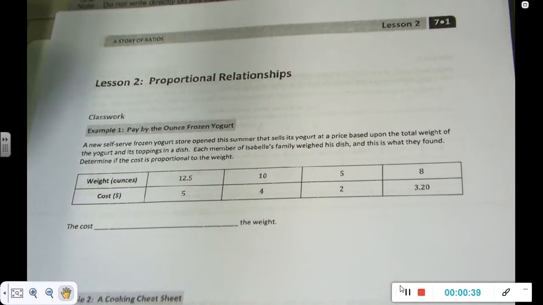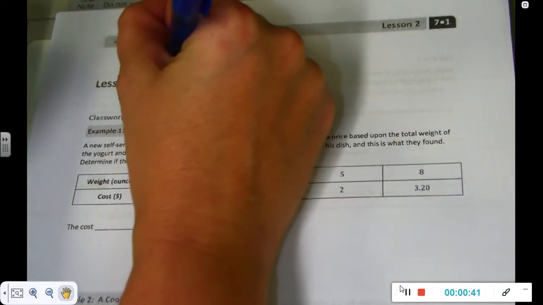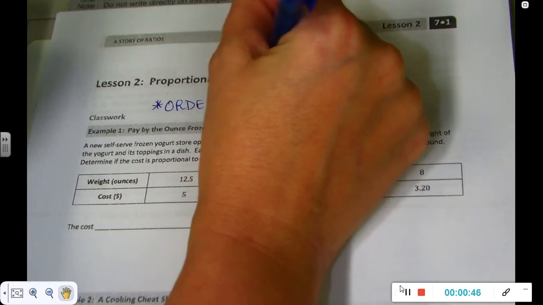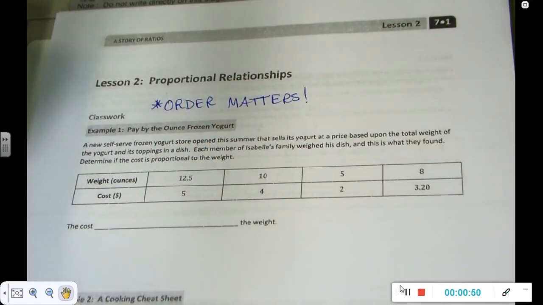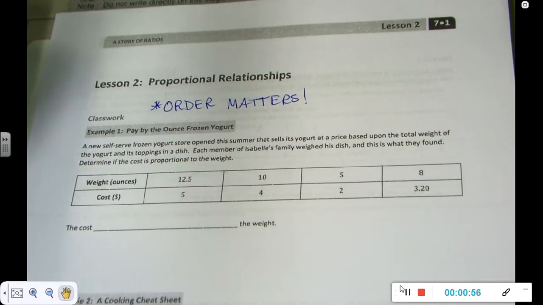A huge concept for lesson 2, and again for the rest of this packet, is that order matters. So I want you to, up at the top of your paper, write down "order matters," because that is going to be huge. We have to make sure that we are reading properly. So we're going to work through just a couple examples here.